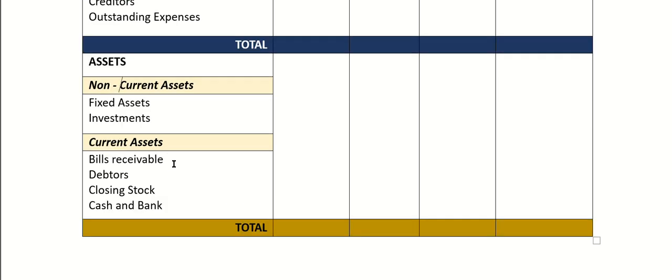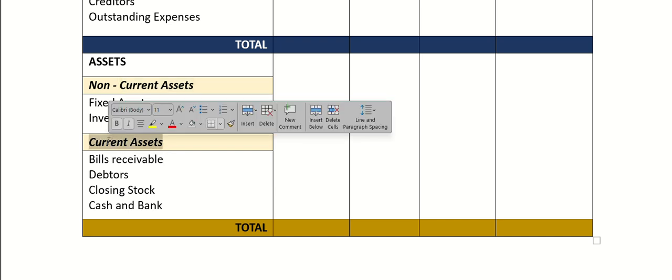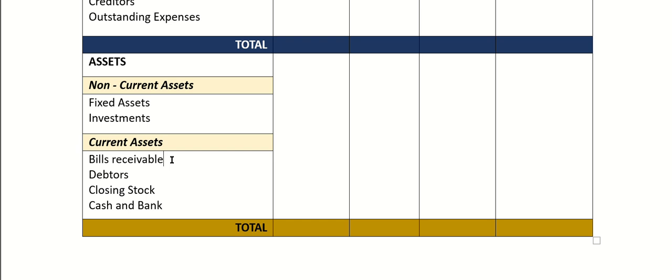Now see the current assets. What are the current assets? If you know what a non-current asset is, current assets would be easy for you. Current assets are assets that are consumed, used up, that are meant for just one financial year. That is closely related to the current financial year alone. Things like bills receivable, debtors, closing stock, cash and bank.